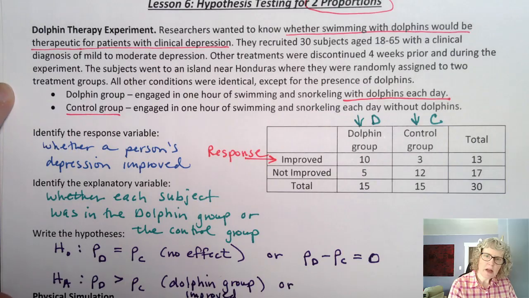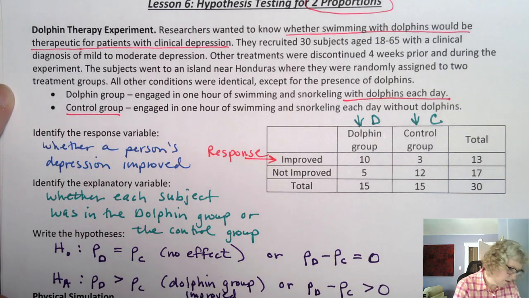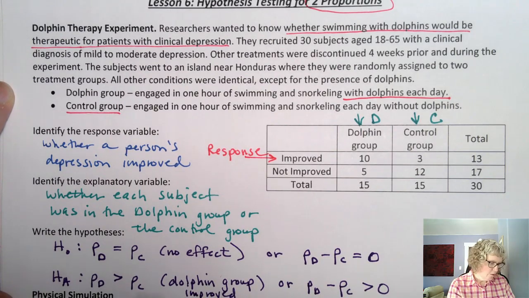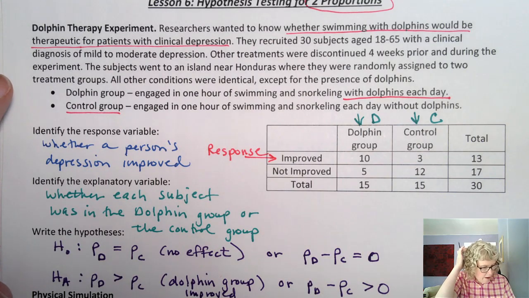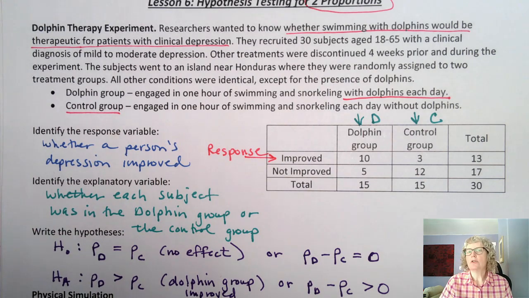Or to write it as a subtraction, very similar, P sub D minus P sub C would be greater than 0. So if the dolphin group is bigger, a bigger proportion, then the difference should be positive. Okay, great. So now we're going to do a simulation and see what's likely under the null, right? Remember, when we do a hypothesis test, we're simulating the null distribution, or we're assuming the null is true. So we're assuming there's no difference, okay?